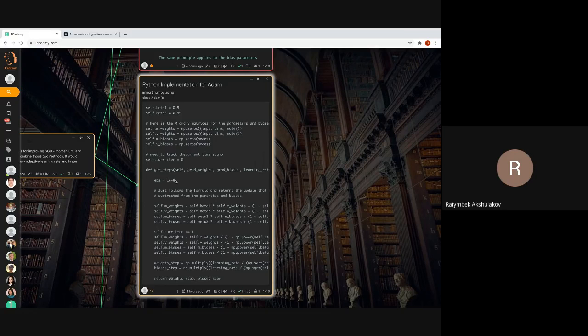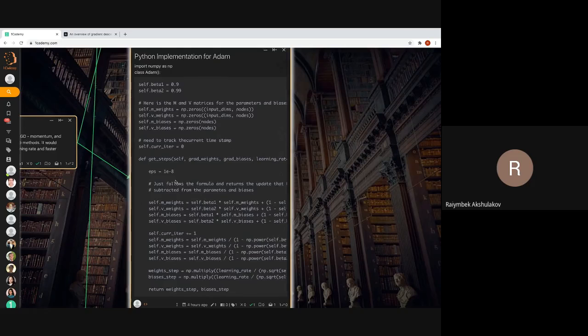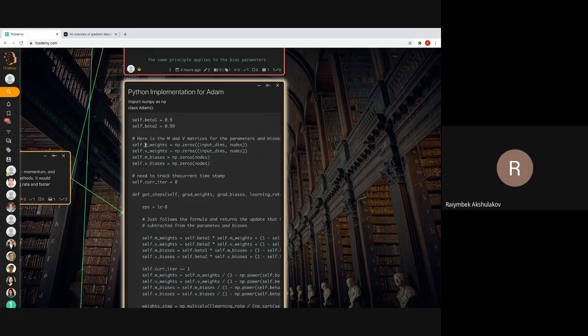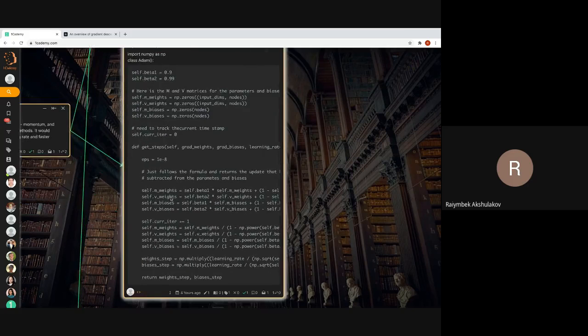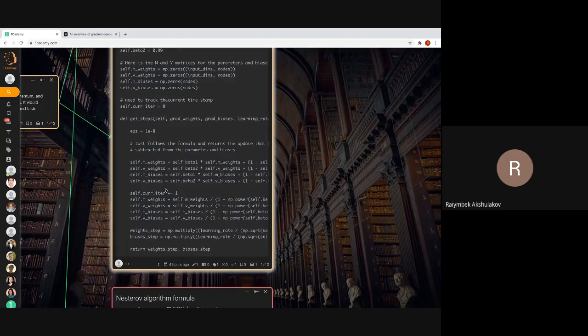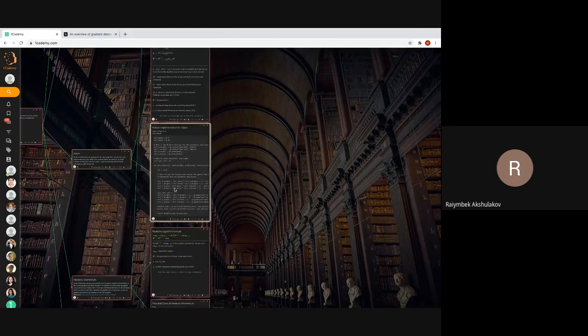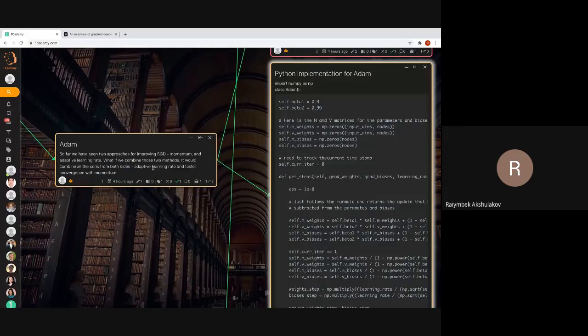Yeah. So over here you can see the same principle of implementation for Adam. We have here the four inner variables for the M matrices and V matrices for bias and weights, and we are just implementing the formula in NumPy. Yeah, that would conclude my presentation.